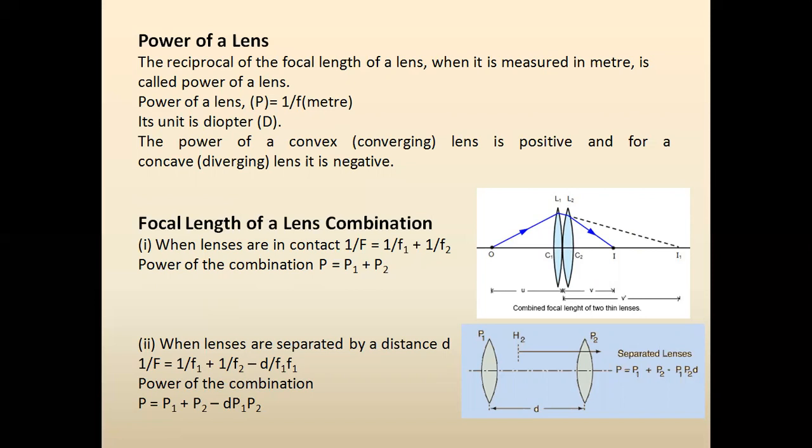In the second case, when the lenses are separated by a distance d, the total focal length is 1/f = 1/f1 + 1/f2 - d/(f1 f2). d is the separation distance of the two lenses. And the power of the combination is P = P1 + P2 - d P1 P2, where d is, as I already said, the distance between the two lenses. So these formulas are very important.